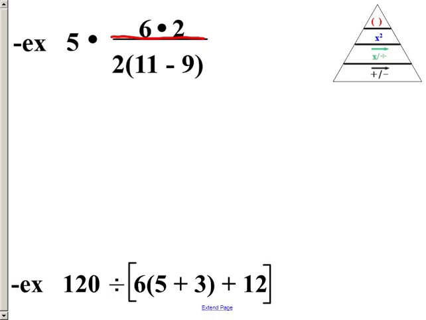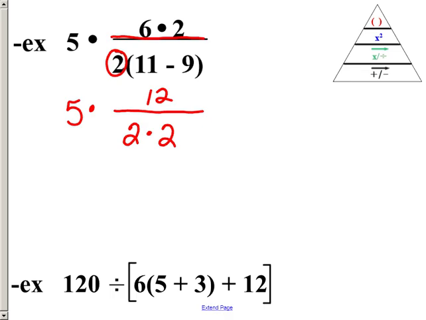So I'm just going to recopy it for a while. So 5 times. On the top, the only thing I have to do is 6 times 2. So that's 12. On the bottom, I have something in parentheses. So that's going to come first. 11 minus 9 is 2. And the 2 next to the parentheses right here is going to mean 2 times the answer to what's in parentheses. So 2 times 2.